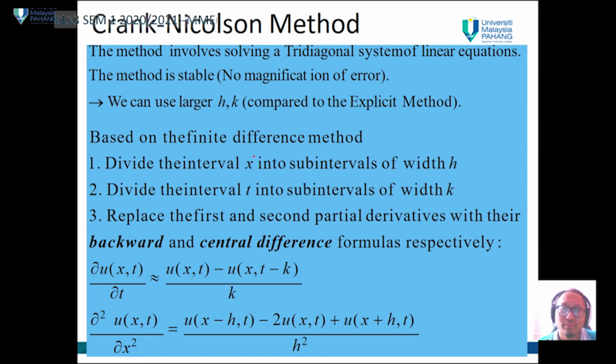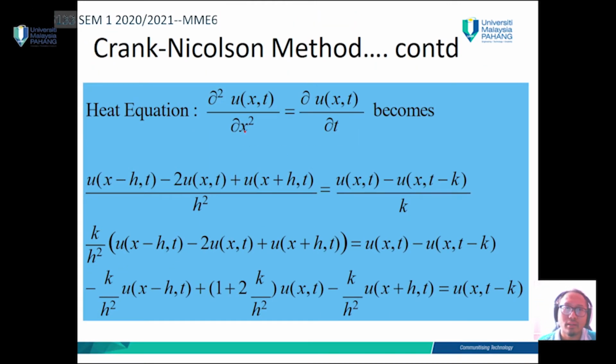Based on the finite difference method, we are going to divide the interval x into subintervals with h, so this is for delta x, and the interval t with k, this is for delta t. Replace the first and second partial derivatives with their backward and central difference formulas respectively. So we are going to get the same formula: the second derivative of u over space, and the first derivative of u over time, we are going to get u(x minus h, t) minus 2u(x,t) plus u(x plus h, t) over h squared. And our heat equation becomes like this.